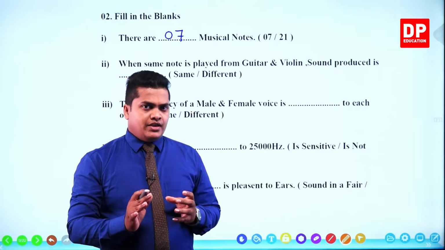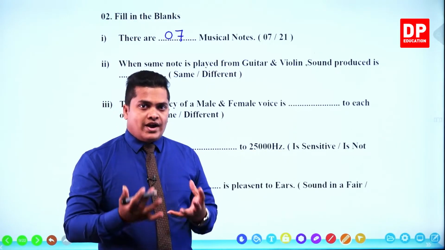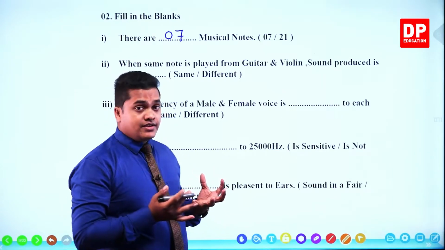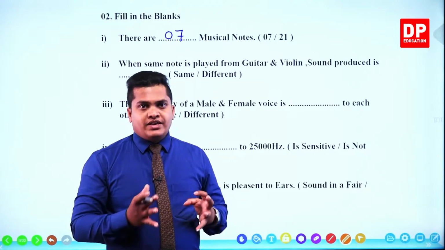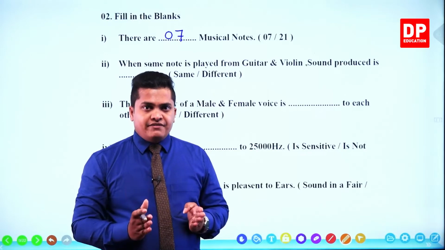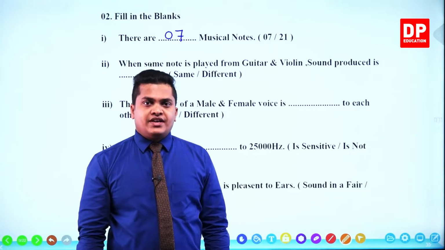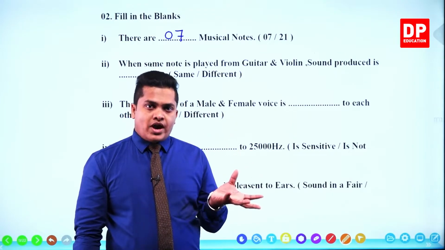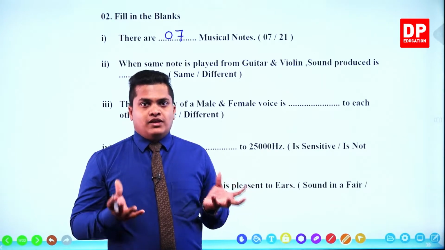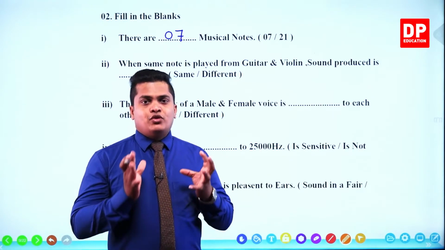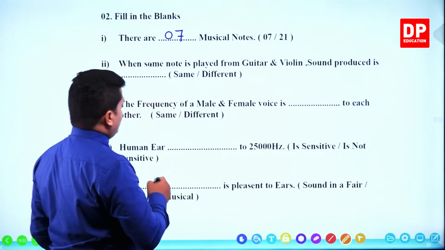My answer would be, it definitely should be different sounds, because violin and guitar are two different instruments. They are producing sound by the vibration of strings. But even though those two instruments are different, one has one quality of sound, the other has another quality of sound. So therefore, their sounds are different even though we are playing the same musical tone from those instruments. So the answer would be different.